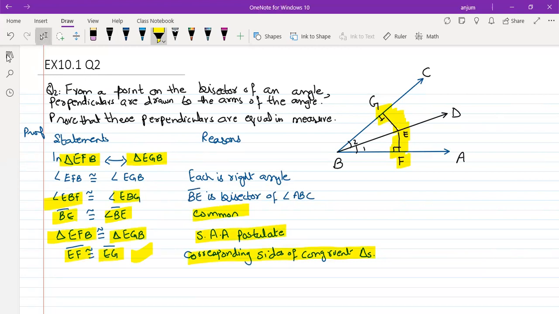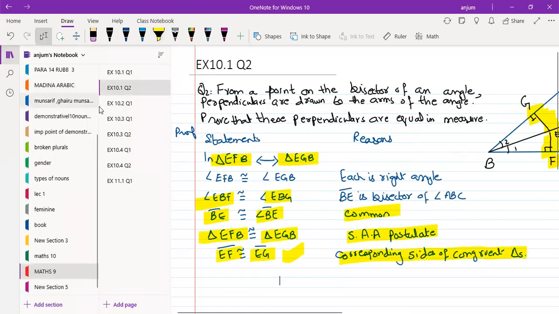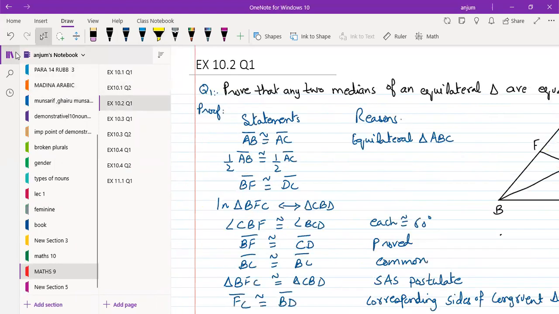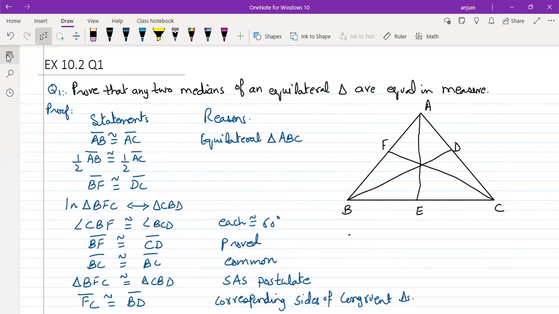Now, we move to the next question from exercise 10.2, question number 1, which is: prove that any two medians of an equilateral triangle are equal in measure. So we take an equilateral triangle ABC. As it is equilateral, all its sides are congruent, and we have drawn its medians BD, EC, and AE. These are the three medians.